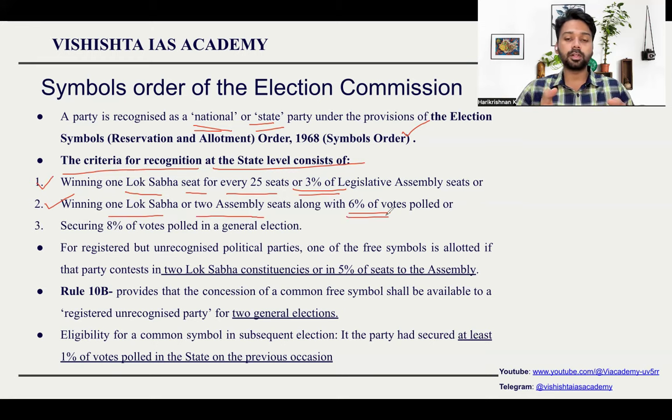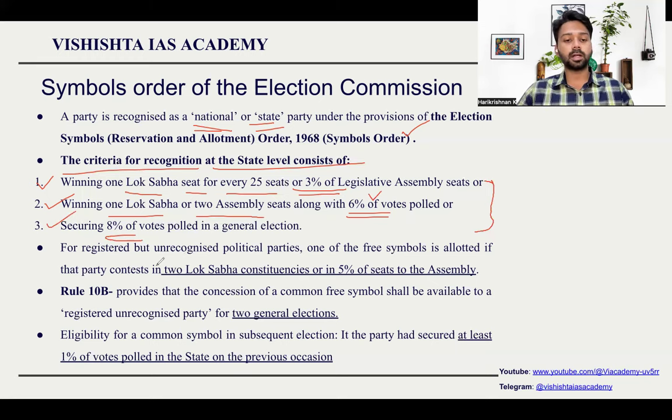6% of votes. In the first, it was one Lok Sabha seat for every 25 seats contested, or 3% of the legislative assembly seats, total seats. In the second, we are talking about the total percentage of votes, 6% of votes polled in total, or one Lok Sabha or two assembly seats. And the third, securing 8% of votes polled in a general election. So if any of the above three get satisfied, it will be considered as a state party. It is very factual, but you need to know about it.